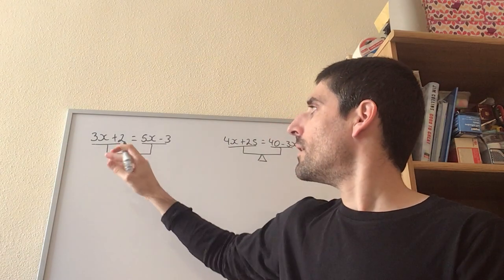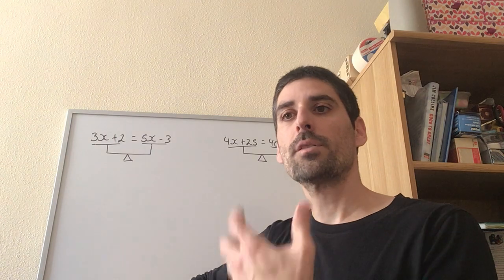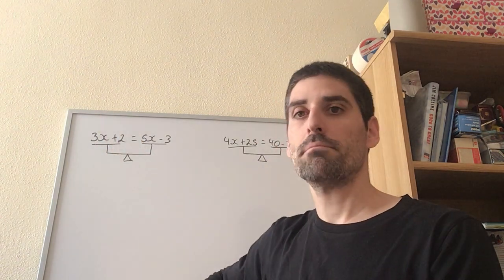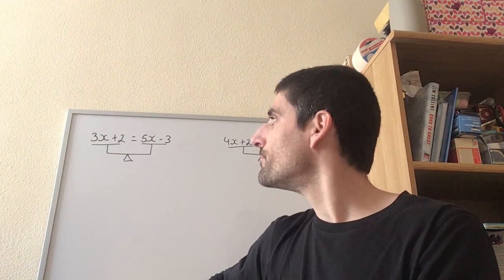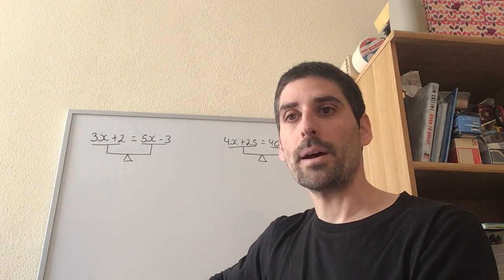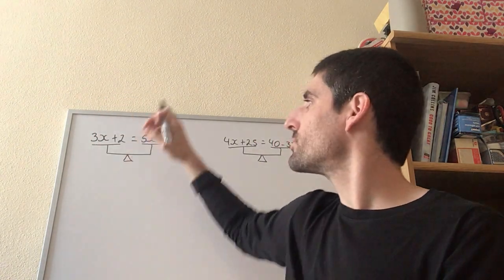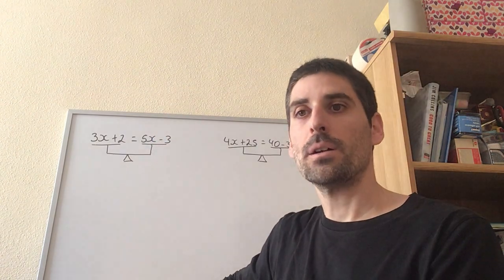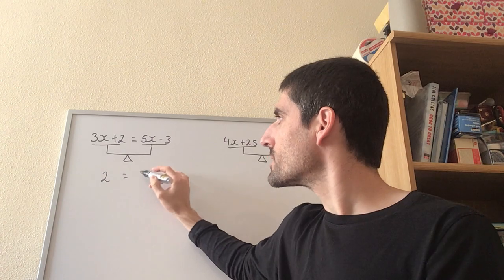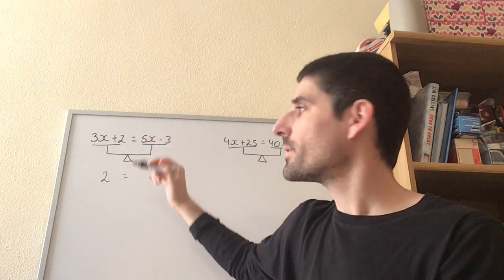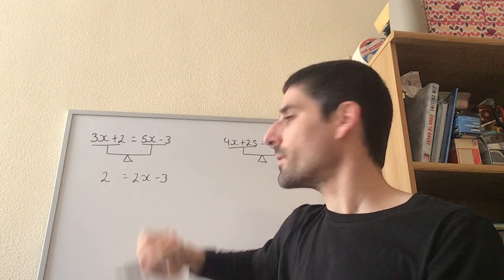So, I want to have all the x's here. I want to get rid of the x's on this side. If I've got 3x in that plate of the scale, I need to take 3x away from it. So if I take 3x away from that side of the equation, I also have to take 3x from this side of the equation. So I would have 2 equals 5x, take away 3x, is 2x minus 3.